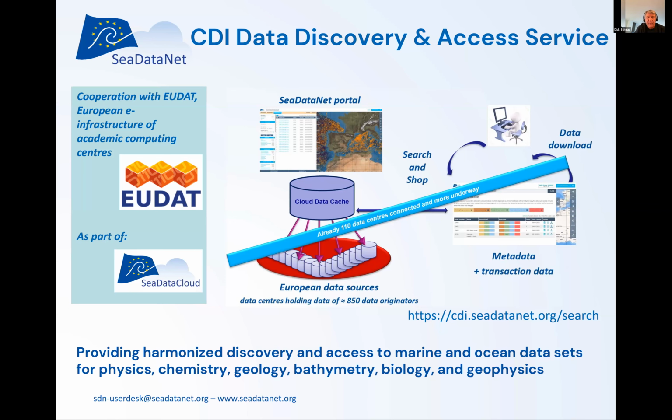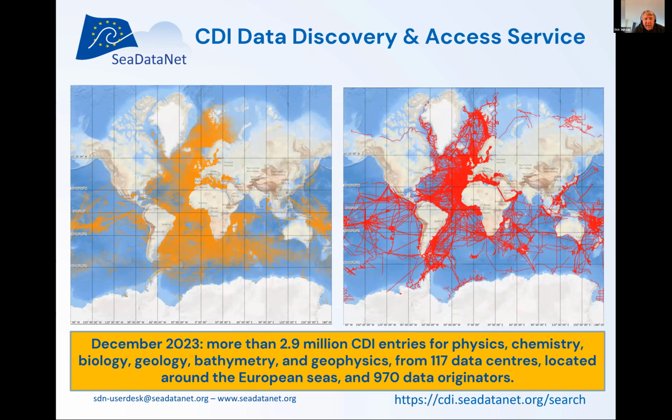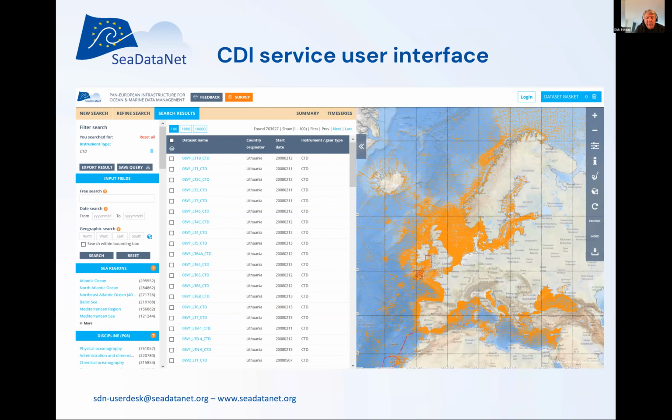To tell you a little bit more about this system, we have quite a coverage. Today we have more than 2.9 million entries for physics, chemistry, biology, geology, bathymetry, and geophysics. And there are 117 data centers who are responsible for this data. They are located around the European seas, and they bring together data from more than 970 data originators. So it could be universities, or other research institutes, who bring their data to these aggregation data centers, and from there it is made available in a common way, with common metadata and with common data set formats. This is the human interface, but we also have APIs. We have SPARQL to be able to serve the data in machine-to-machine interactions.